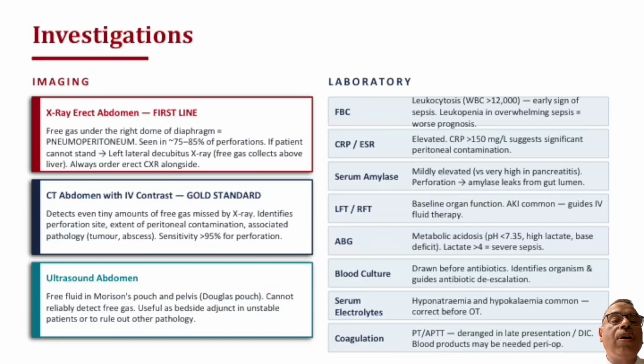Ultrasound has a very limited role in that it would only pick up free fluid in Morrison's pouch or in the pelvis, like the pouch of Douglas. It cannot reliably detect free gas. It is just a useful adjunct in an unstable patient or to rule out any other pathology, but it is not so informative as compared to a CT with contrast.